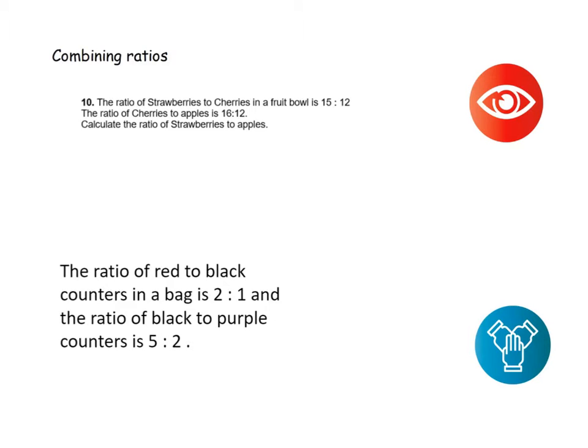So when we're combining two ratios together, we're looking at the variables we're given. So we've got strawberries, cherries and apples. I'm going to label that to start with in a ratio. I'm going to use the initials S, C and A for strawberries, cherries and apples. Now I'm going to put the 15 to 12 with the strawberries and cherries. And then we're going to put the 16 to 12 underneath with the cherries and apples.